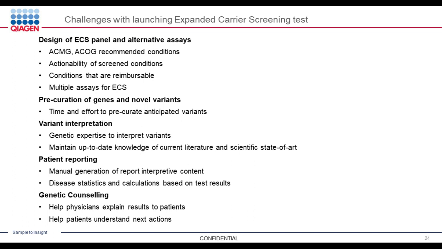But as part of the design of the panel, you want to take a look at what genes and conditions are covered. And so you want to make sure that it covers some of the ACMG genes, but also the ACOG recommended conditions for carriers. You want to also make sure that whatever condition is reported has actionability. Also, because this is a business, you want to make sure that those conditions that are covered are reimbursable by both private and public payers.